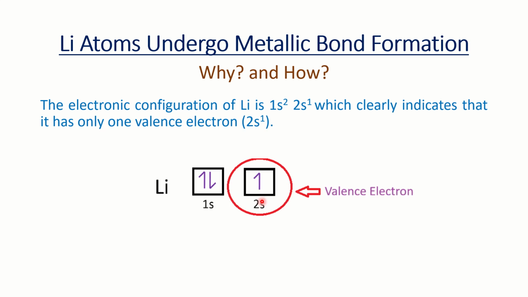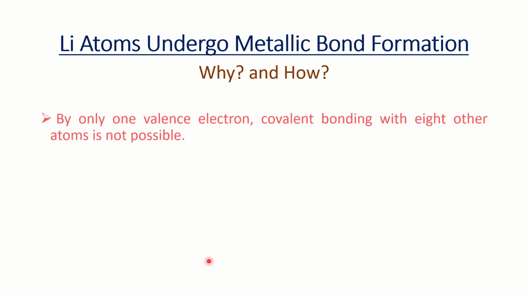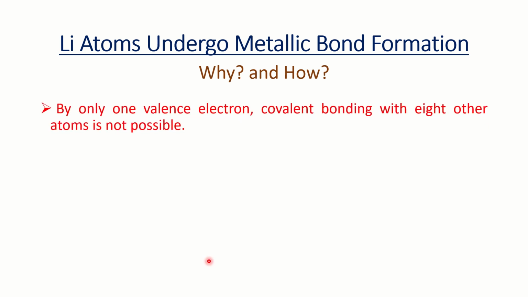Now lithium, since it is number 3 in the periodic table, has the electronic configuration 1s2 2s1. And it clearly indicates that it has one valence electron. This is the 2s1 electron. With only one valence electron, covalent bonding is not possible with 8 other atoms, because in the XRD we have found that one atom is surrounded by 8 atoms. So covalent bonding with 8 atoms is not possible.